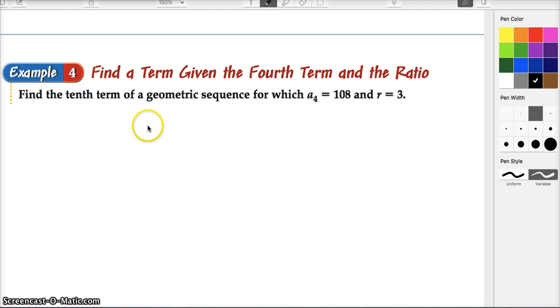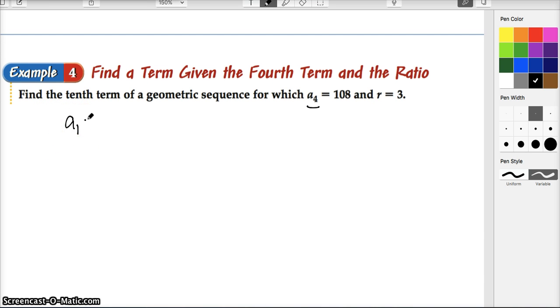So here in example 4, we're going to be required to find the 10th term of the geometric sequence. We're only given a sub 4, and we're asked for the 10th term. In my mind, I feel like we can do this slightly differently than the textbook did. If we're looking for the 10th term and we have the 4th term, we can treat the 4th term like the 1st term, and therefore the 10th term would be like the 7th term. That's what I would probably do, but let's go ahead and do it the way the textbook asks us to do it.